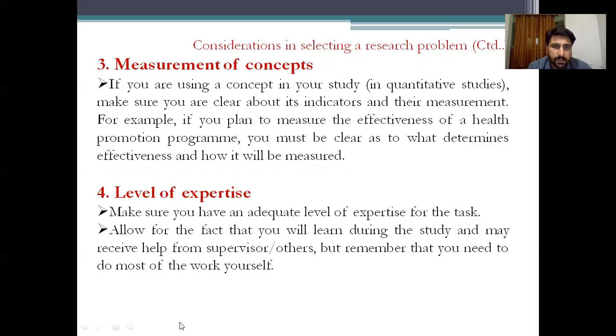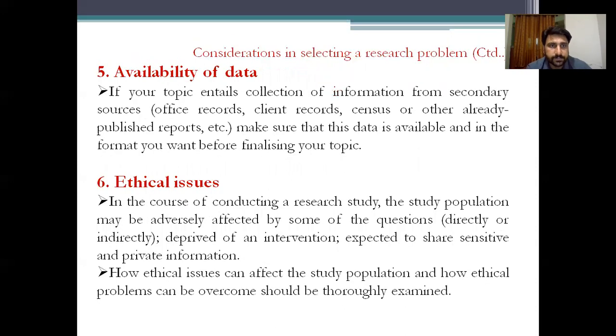Level of expertise. Make sure you have an adequate level of expertise for the task. Allow for the fact that you will be learning during the study, and you may receive help from your supervisors, other laboratory staff, your colleagues. But remember, you need to do most of the work yourself. It is you who is going to do it yourself. So you need to develop the expertise.